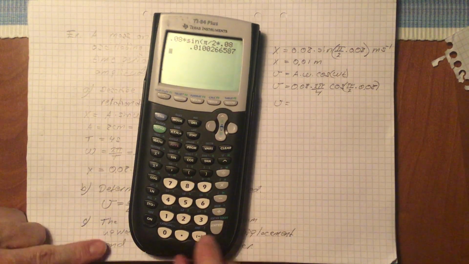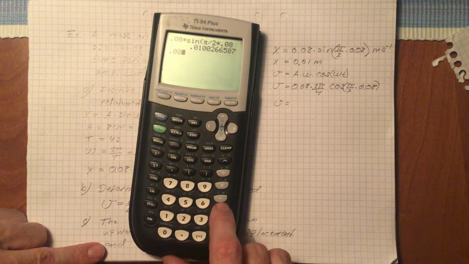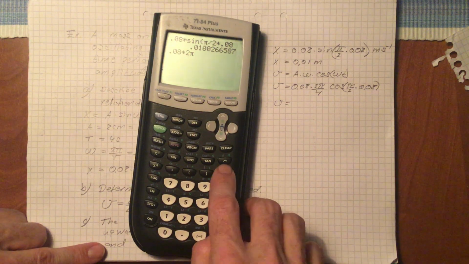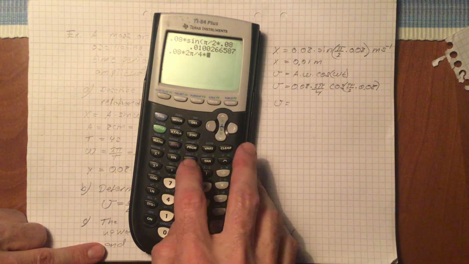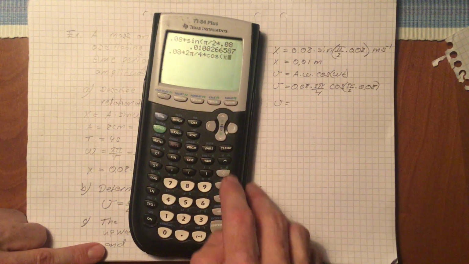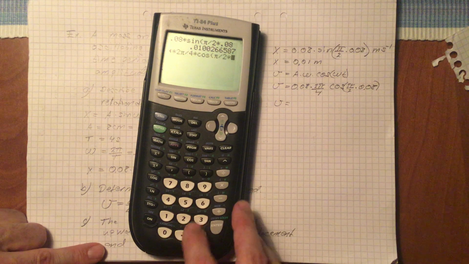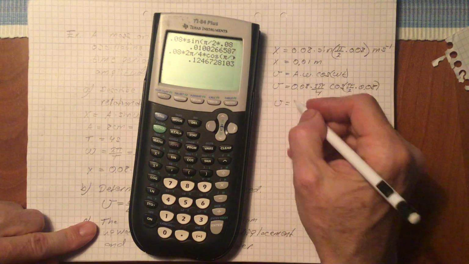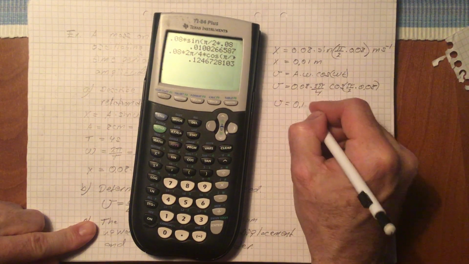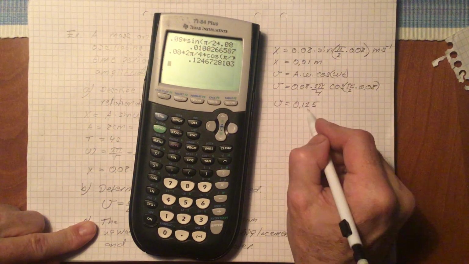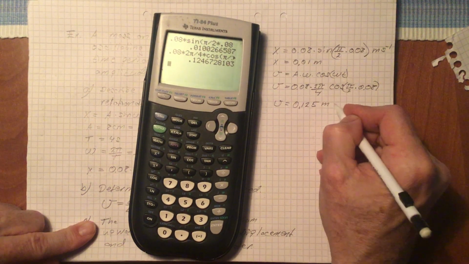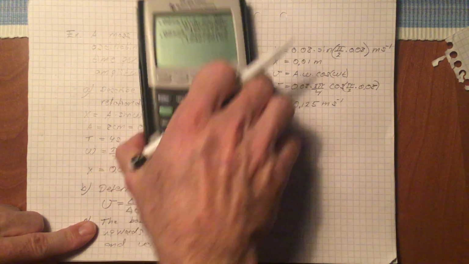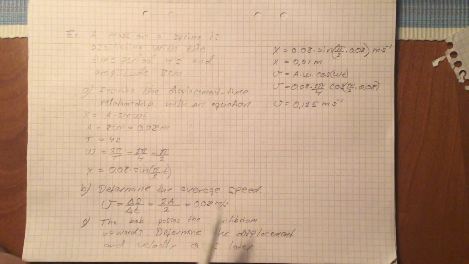Let's see what the velocity is. So we have to use our calculator. 0.08 times 2 pi divided by 4, and we multiply it with cos of pi divided by 2 times 0.08. And we have this answer, 0.125 with 3 significant figures, meters per second. It could also be negative.